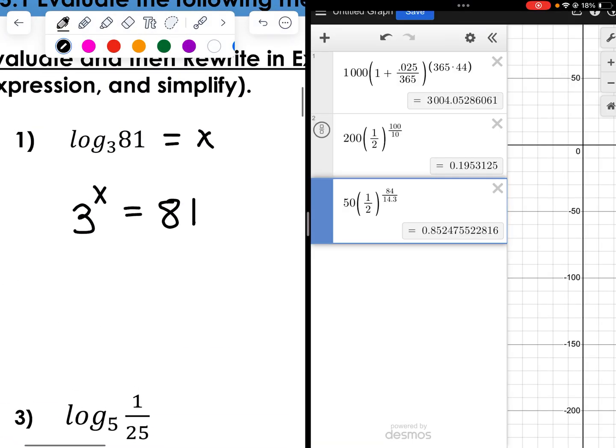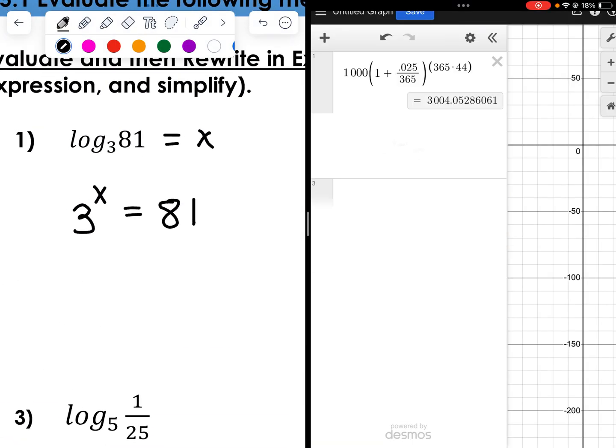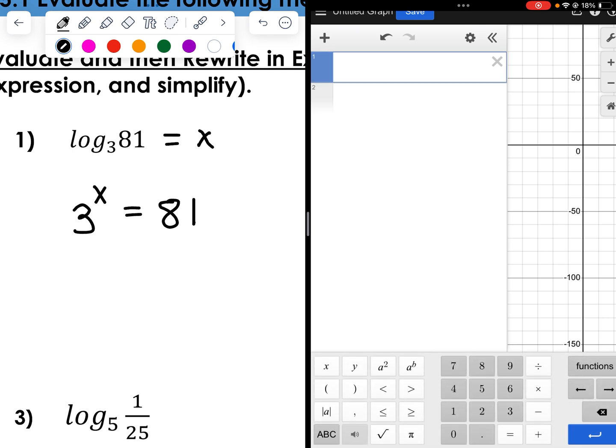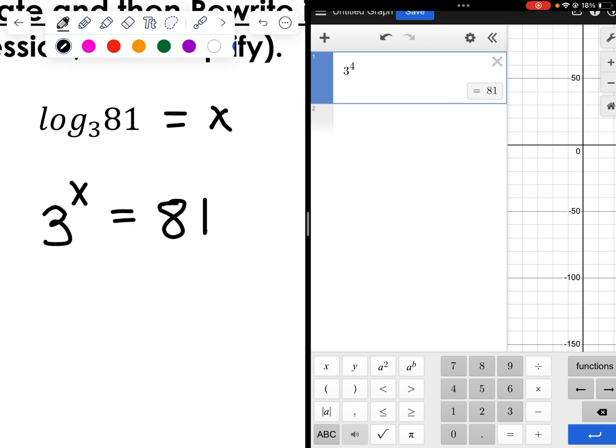Since I don't have a picture here, we can also just guess and check. For example, I know 3 squared is 9 and 3 cubed is 27, but what about 3 to the 5th, 243, so 3 to the 4th. I skipped that one, but 3 to the 4th is 81, so that means x has to be 4. So you can use the charts that I give out in class, or you can also guess and check with a calculator.